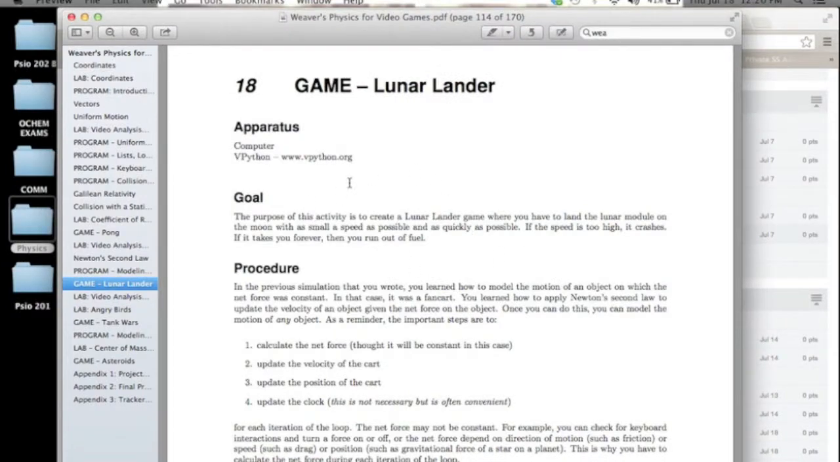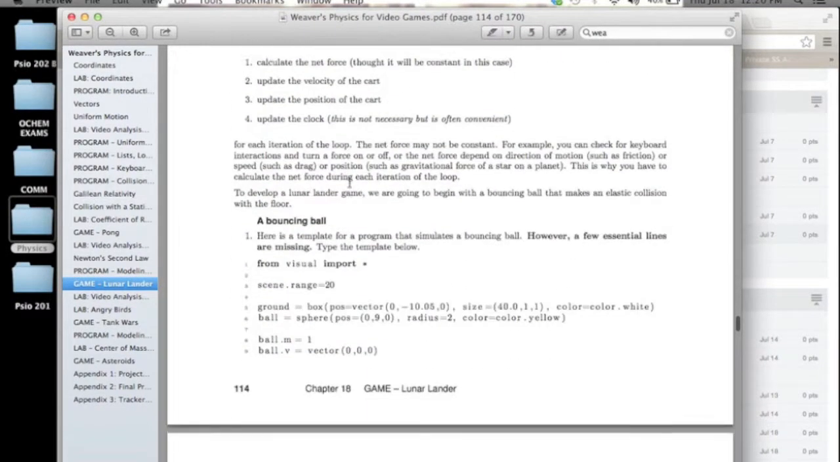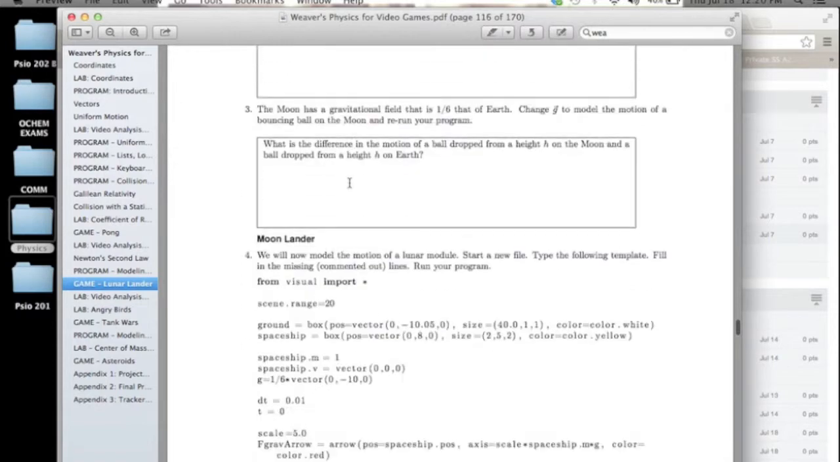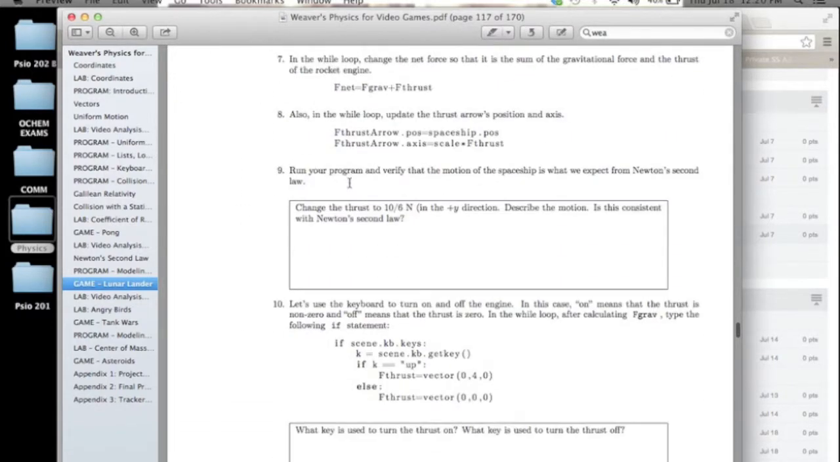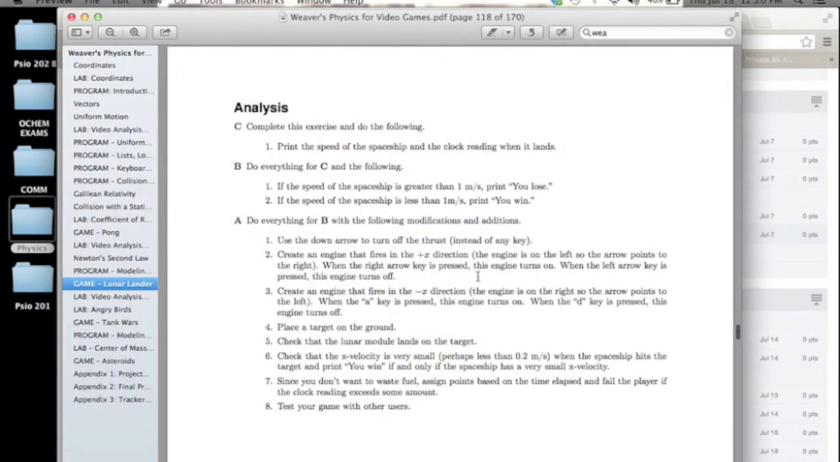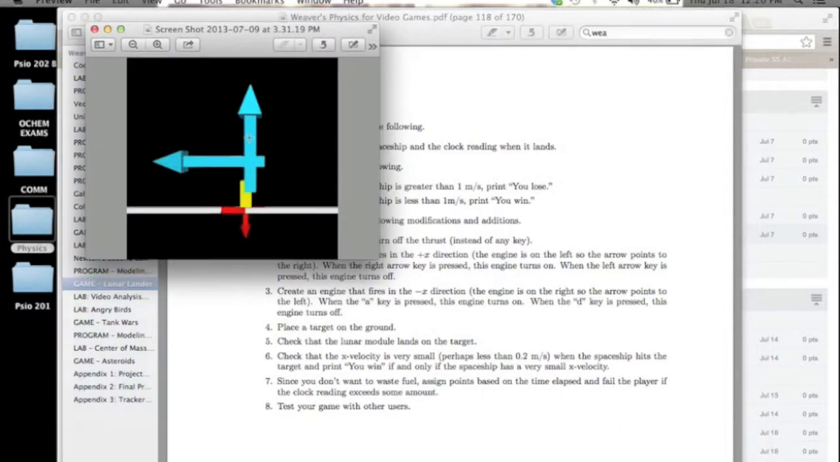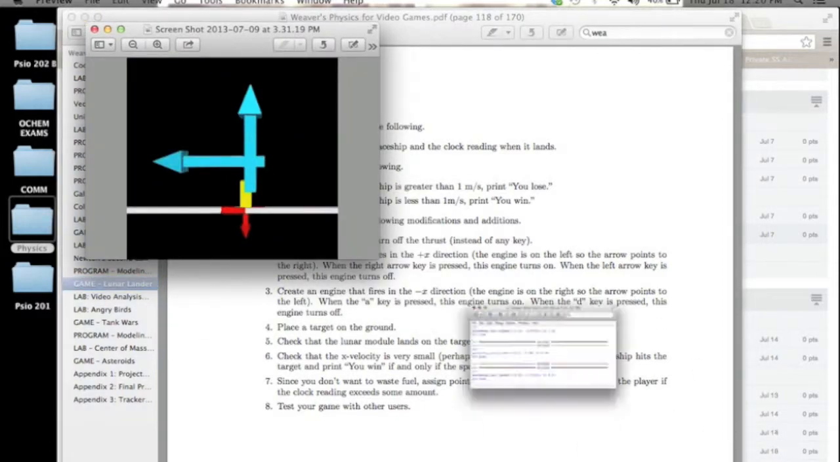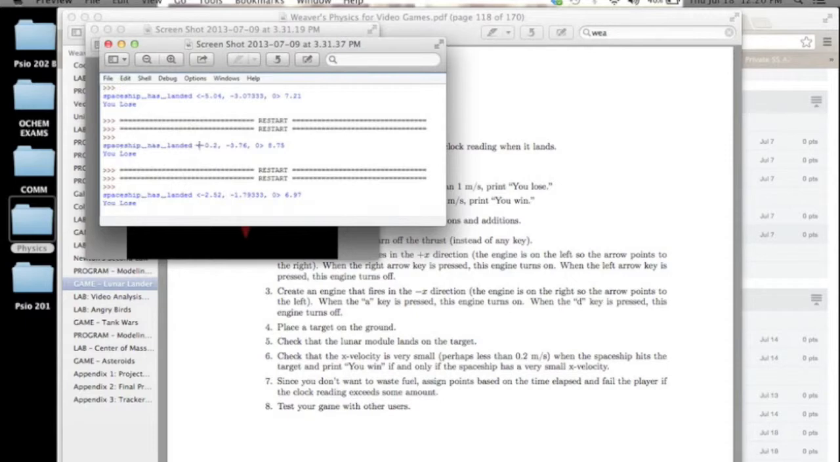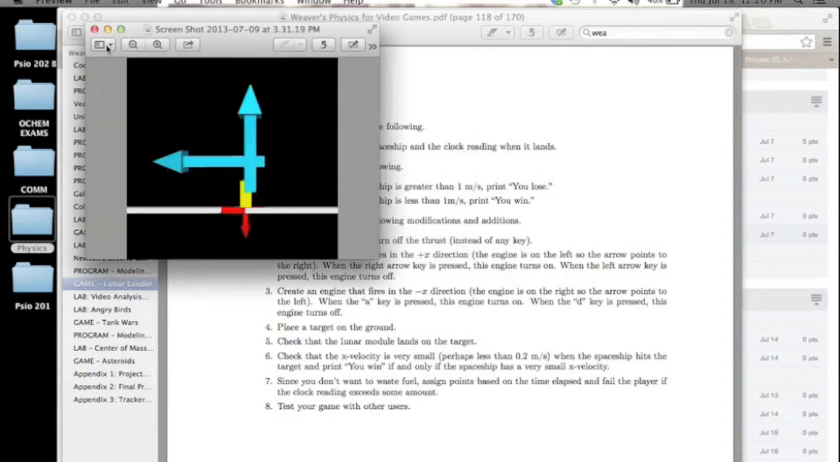This is basically lunar landing. Chapter 18, this is where we had to create a game that is almost like lunar landing and had thrust and stuff like that. And here's a final production of the game, and you had to keep score as well. And I kind of lost in this one, but it's okay.